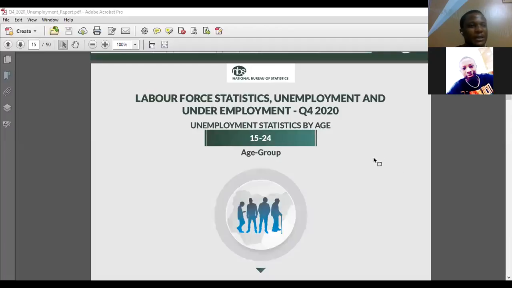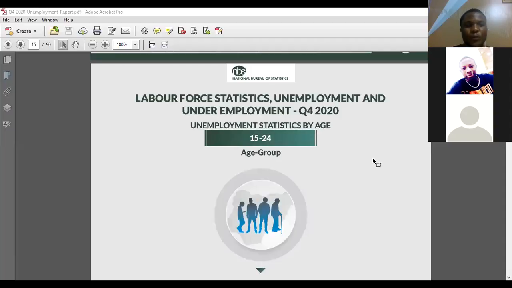Okay. So I believe you can see my screen. If you don't, you need to respond, yes. Alao Oluwatoyosi, can you see my screen? Yes, sir, I can see it.